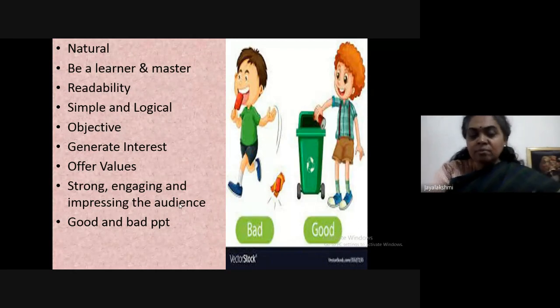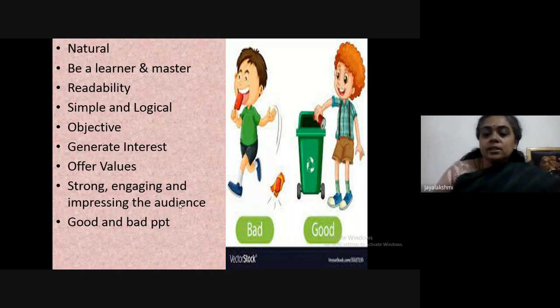And then whenever you're presenting any slide, make sure that it's readable, very much readable. They should be able to read that. They should be able to connect. They should be able to prepare notes from that.